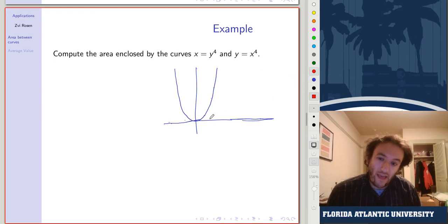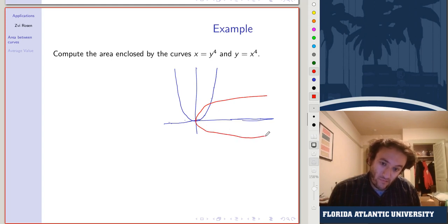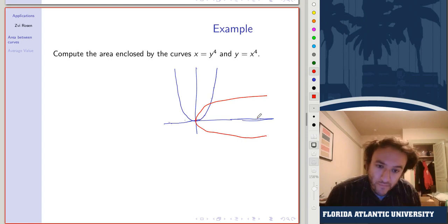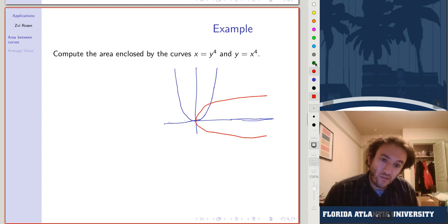Okay. As for x equals y to the fourth, that's just swapping the place of y and x. So you'll get something like this. You're just reflecting it across the line x equals y. So looking at this picture, the only area that I can sensibly say is enclosed by these curves is this area right here.